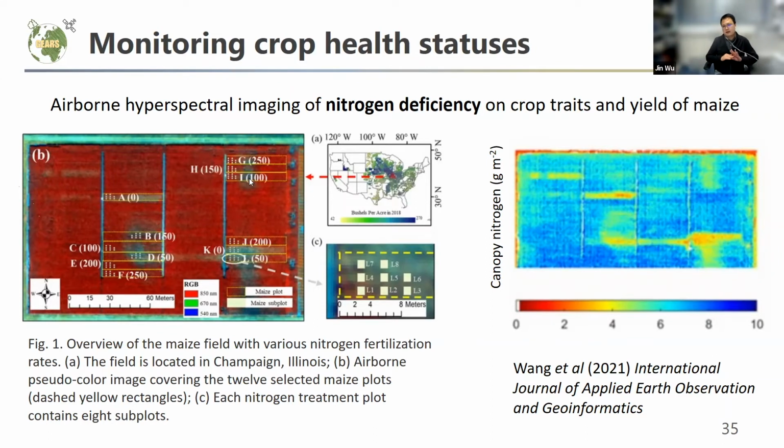So imagine if we apply a similar technique to the real world, that can potentially help us understand which crops potentially suffer from nutrient deficiency issues. And then we can use this kind of information to advise precision agriculture to improve crop yield in future practice.